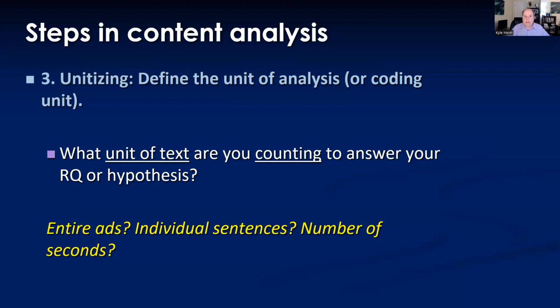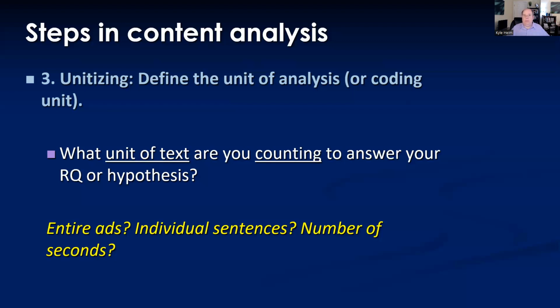So I might instead decide on the individual sentence as the unit of analysis, where as I watch the ads, I would take each individual sentence of each ad and then put it into a category: positive, negative, neutral, etc. Another possibility might be number of seconds. That might be my unit of analysis. So maybe it's a 30-second ad, and 17 seconds of it are positive and 13 seconds of it are negative. I could potentially code the ad that way.